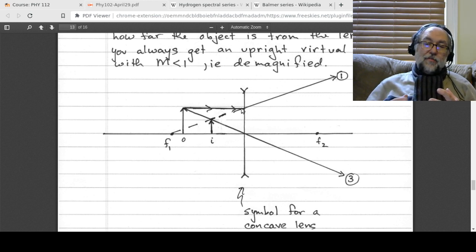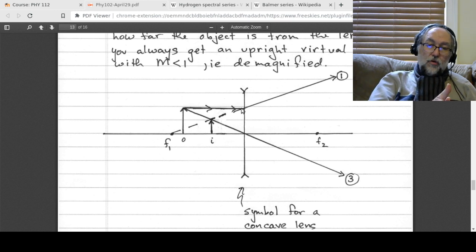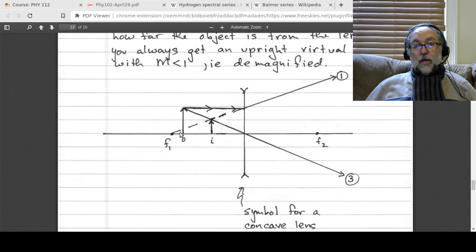So the rule is a little bit different. It doesn't bend and pass through f2. Rather, it bends such that it's traveling away from f1. Okay? So this dashed line in there, traveling out there like that, is straight. That's how concave lenses work. So the rule for ray number 1 is a little bit different. There's also a rule for number 2, but I don't have to give it to you because it's sufficient to do just two rays to see where the image is formed.